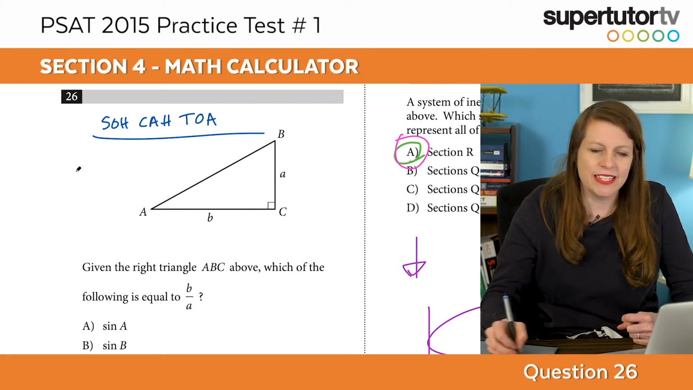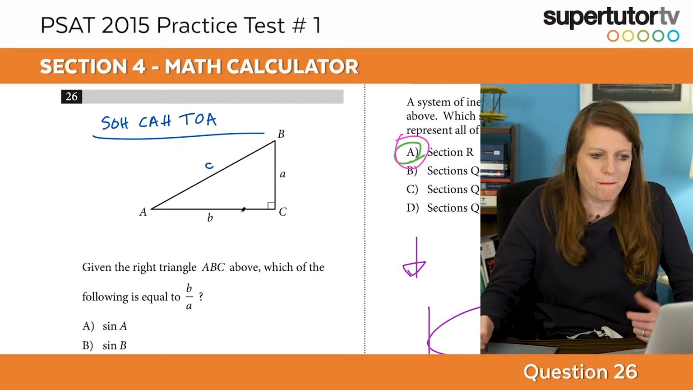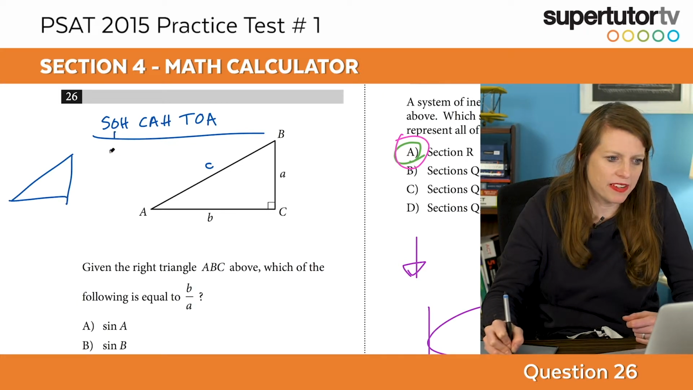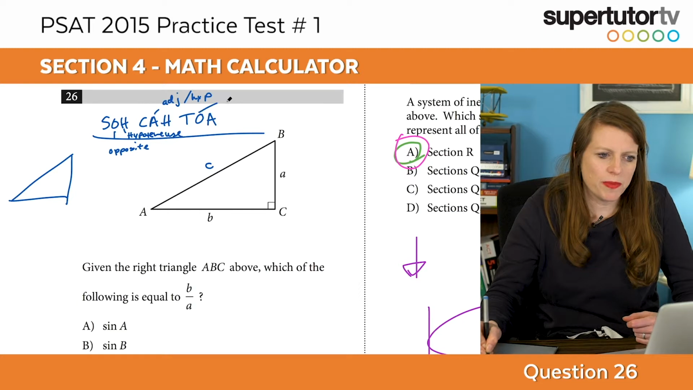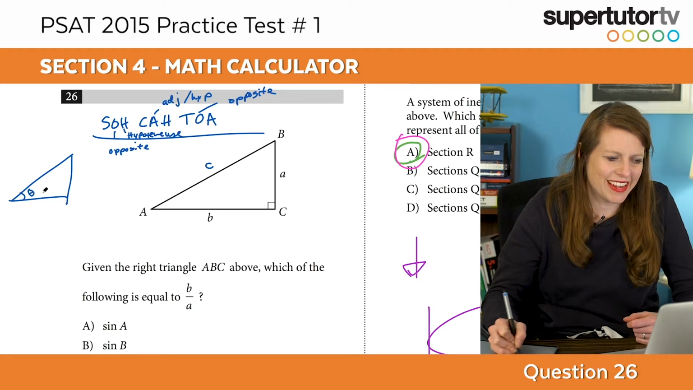SOHCAHTOA is essentially the relationship that we have between side lengths, and this is how it works. SOH means opposite over hypotenuse, right? This is opposite over hypotenuse. CAH means adjacent over hypotenuse. And TOA means opposite over adjacent. So what am I talking about when I say opposite over adjacent? What is all this Greek talk that I speak of?